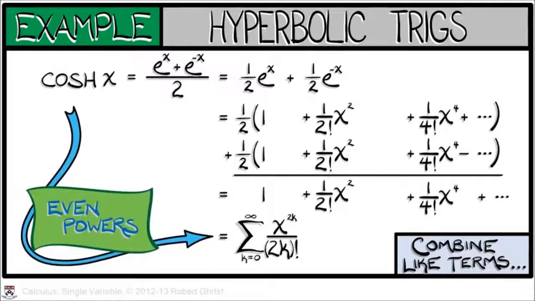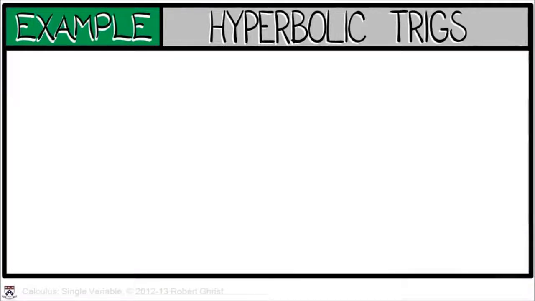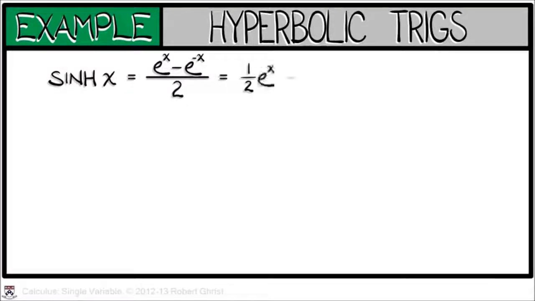Notice that just like the Taylor series for cosine of x, cosh of x consists of the even powers, but with no alternating sign. That is another relationship between the trigonometric and the hyperbolic trigonometric functions. Does the same hold for the hyperbolic sine? Well, let's investigate and see.